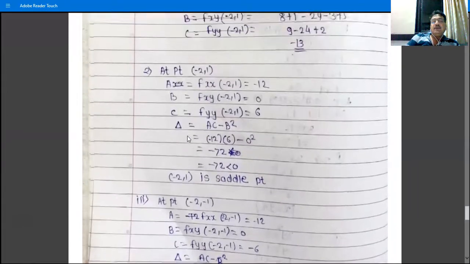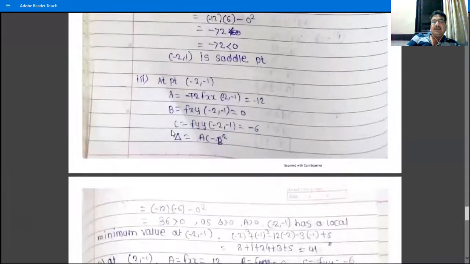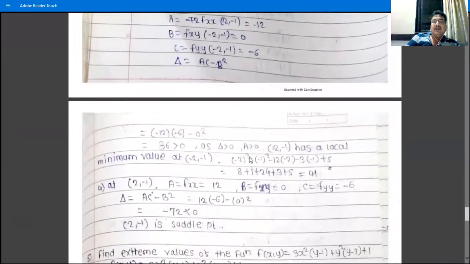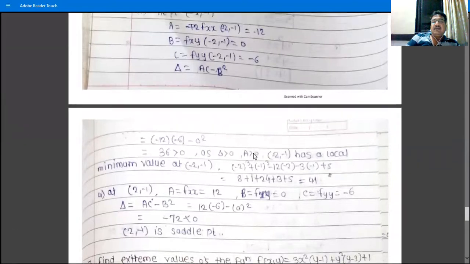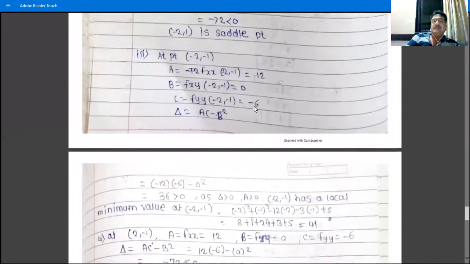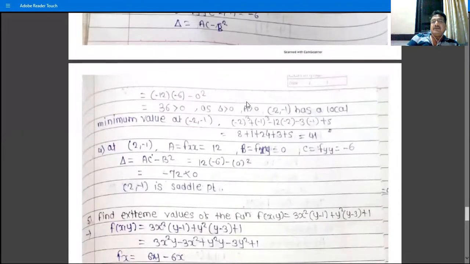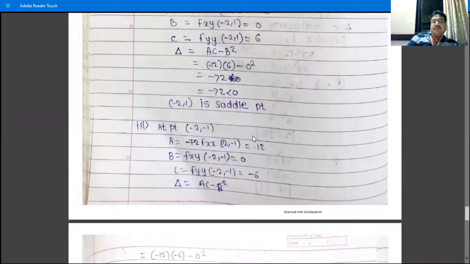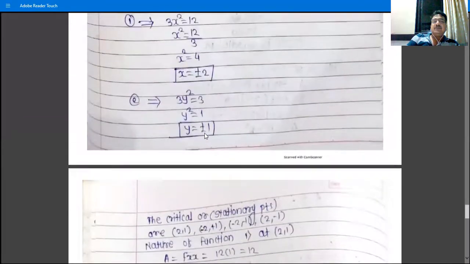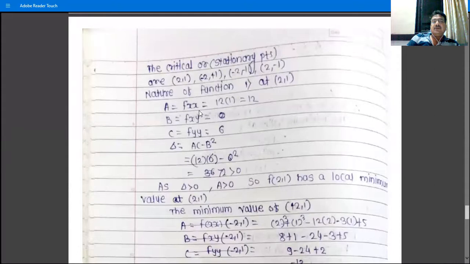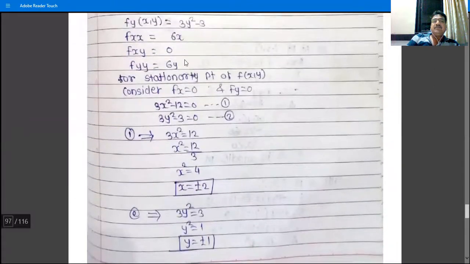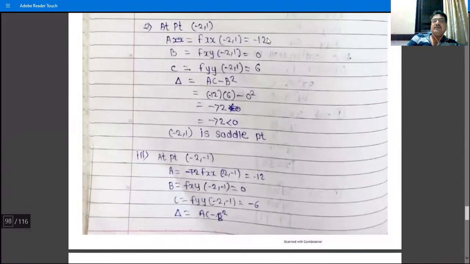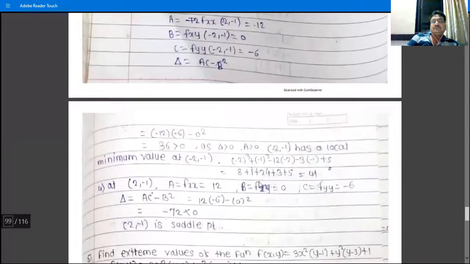Then the third point is minus 2 minus 1. Again find capital A, capital B, capital C, delta, and we have delta greater than 0, and at this point A is less than 0. Correction is here. A is less than 0. What is A? A is 6 into minus 2. Fxx is what? Fxx is 6x. So 6 into minus 2 is minus 12, and therefore A is less than 0. So right, correction is here.